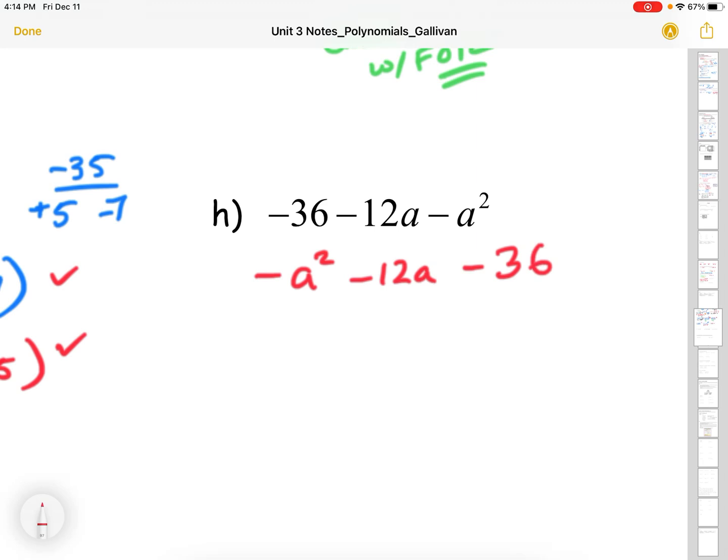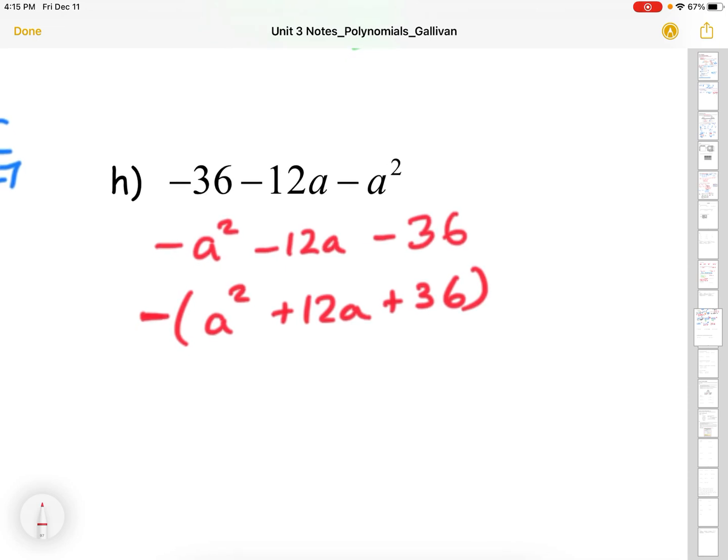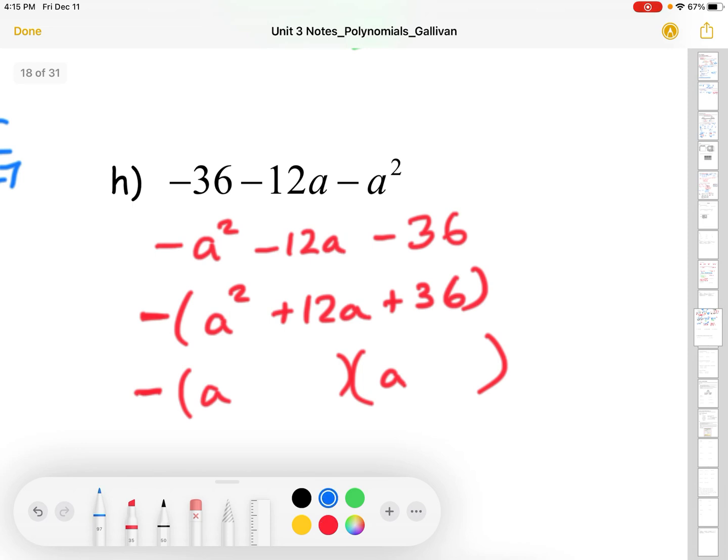Now, we talked about the fact we don't want a negative sign, so I'm going to divide a negative out of every term. And I have to remember to leave it there. a squared plus 12a plus 36. Okay? Now, I'm just going to factor what's in the brackets, but I'm going to have my negative sign on the outside.